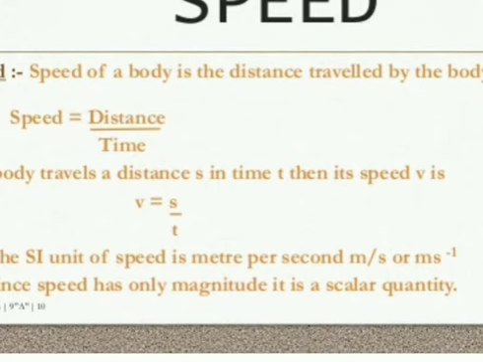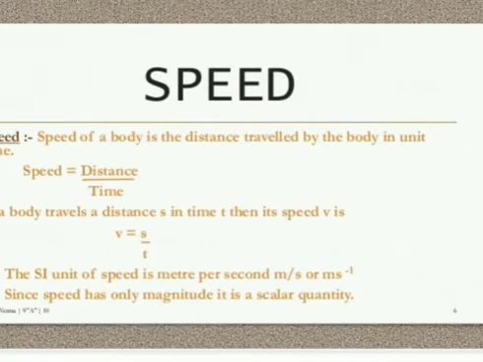And what is the SI unit of speed? As you know, distance is measured in meter and time is measured in second. So the SI unit of speed will be meter per second. And what type of physical quantity is it, whether vector or scalar? Speed requires only magnitude to express itself. Therefore, it is a scalar quantity. So what is the formula for speed? Speed is equal to distance upon time. And the SI unit of speed is meter per second.